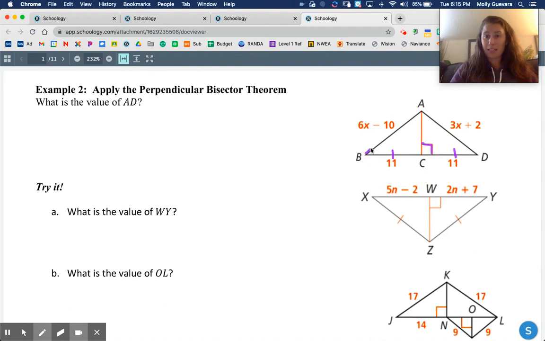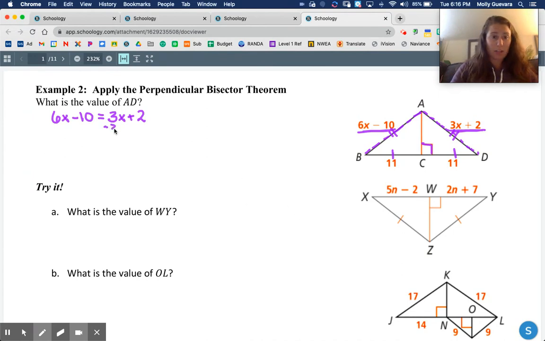So that means that this distance, B to A, and the distance of B to D is the same. So that means that this 6x minus 10 and this 3x plus 2 are the same. And since they're the same, they're equidistant, that means that they are equal in length. So I can set them equal to each other. So I know that those lengths are going to be the same. And I'm going to solve this for x.